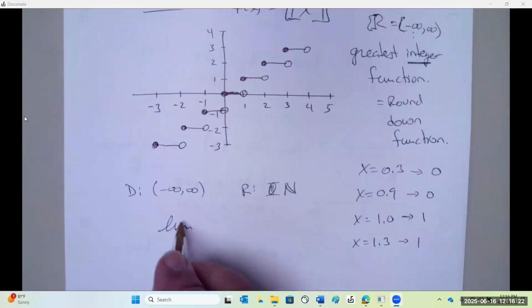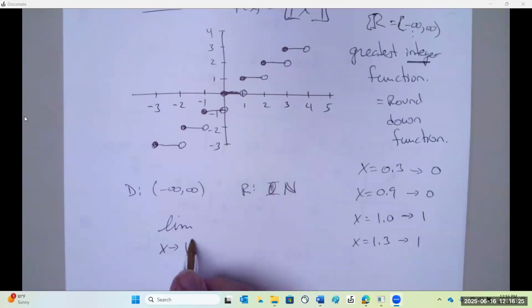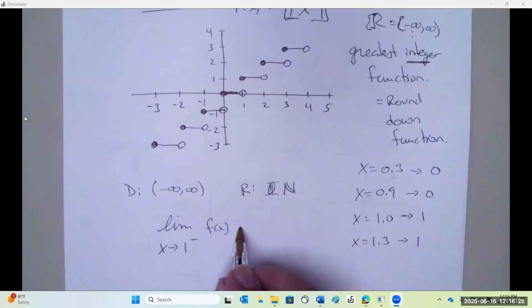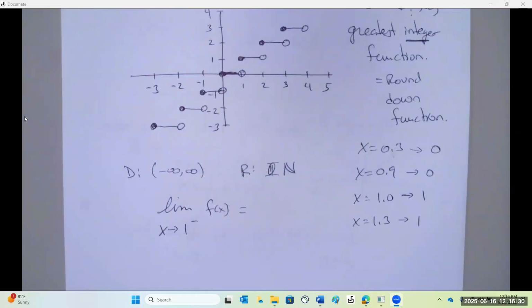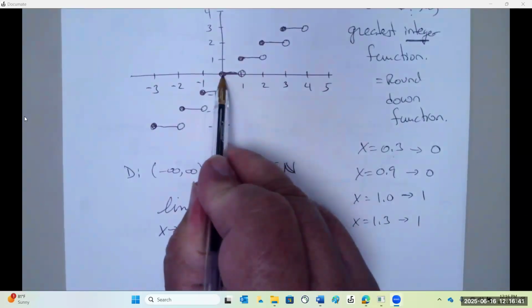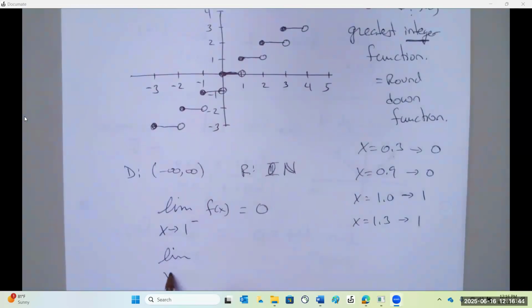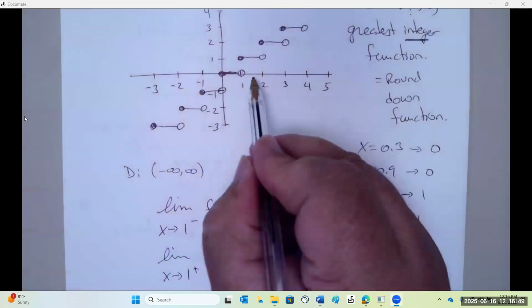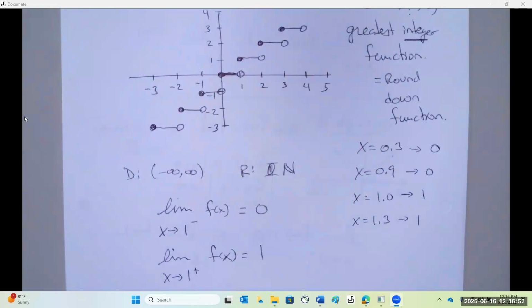The limit as x approaches 1 from the left is equal to what? 0. As we approach 1 to the left, it's always 0. The limit as we approach 1 from the right is 1. So we have an infinite number of jump discontinuities with the stair-step function.